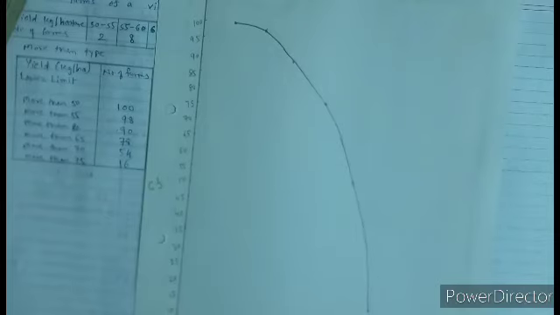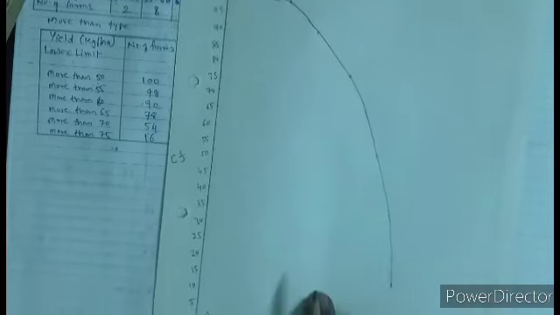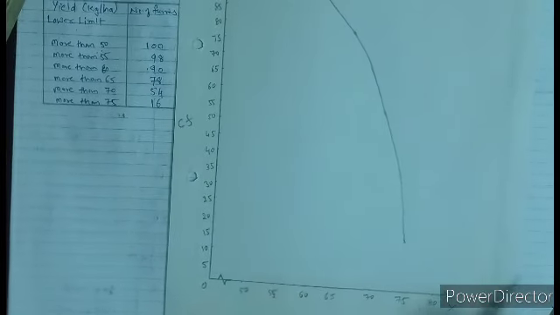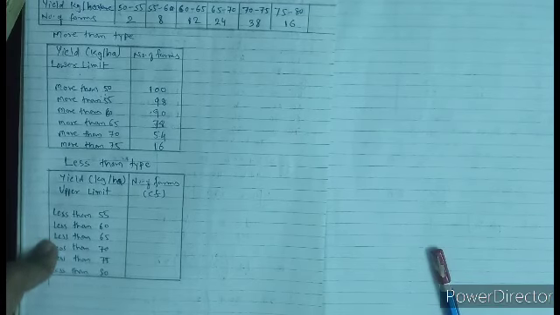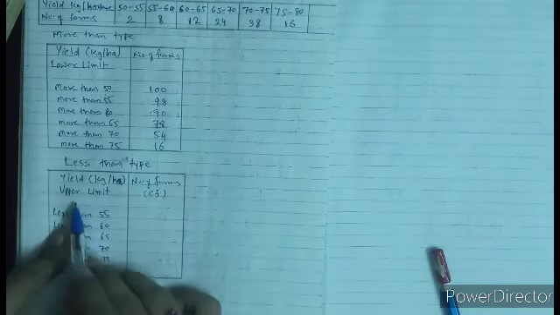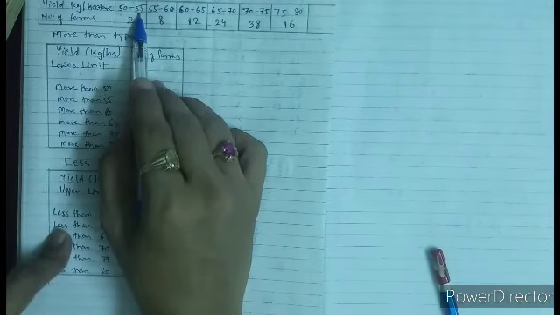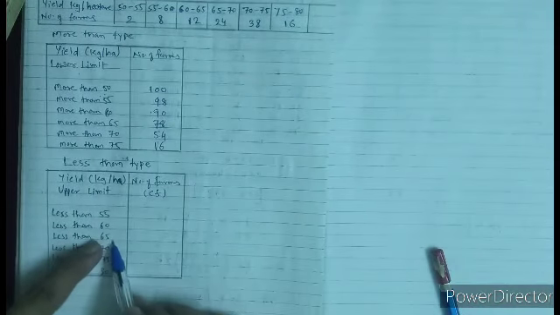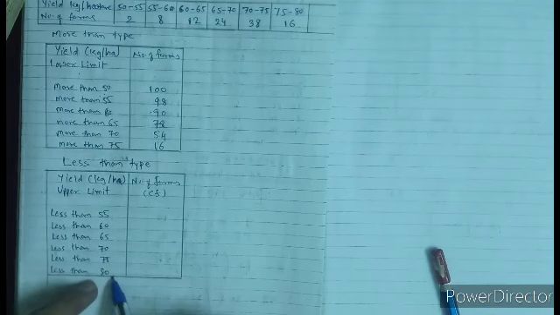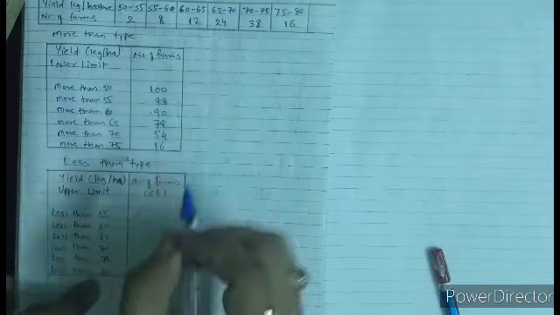Now we will connect these dots through a curve. So this is the more than type of frequency distribution curve which we have to obtain in our question. Now we will form less than type of frequency distribution. Here for less than type we have to take upper limit. The upper limit for class 1 is 55. So less than 55, then less than 60, less than 65, less than 70, less than 75 and less than 80. Less than 55 frequency is 2.